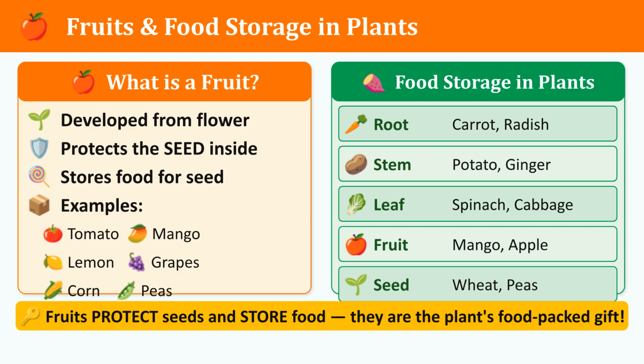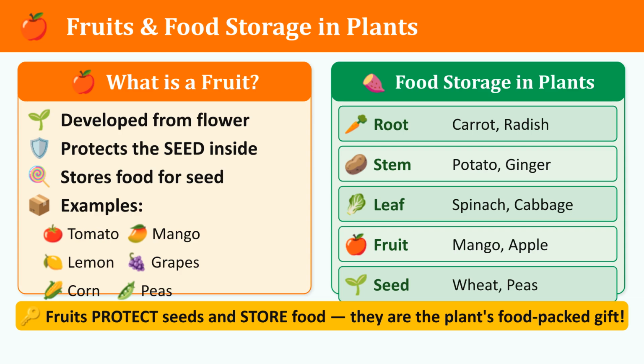Let's begin with fruits. What is a fruit? A fruit develops from a flower. Its two main jobs are protecting the seeds and storing food for the baby plant. Think of a fruit as a lunchbox that safely carries food for the seed. Some examples are mango, tomato, lemon, grapes, corn, and peas.